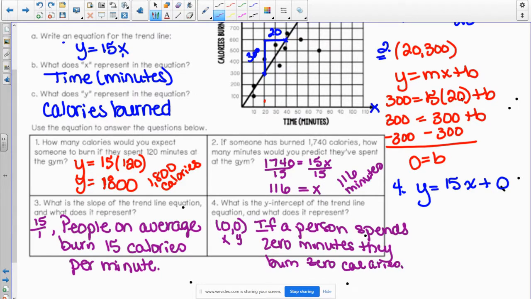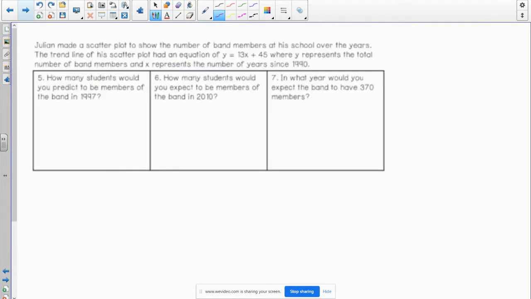Okay, so your first example is done. Let's check out the second one, which is the only one left. Good news is they give us the equation. We don't have to go find it. So this one's going to be a little bit faster.